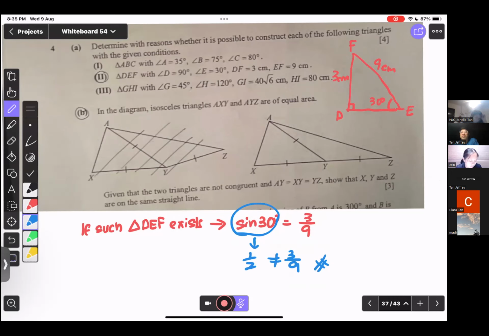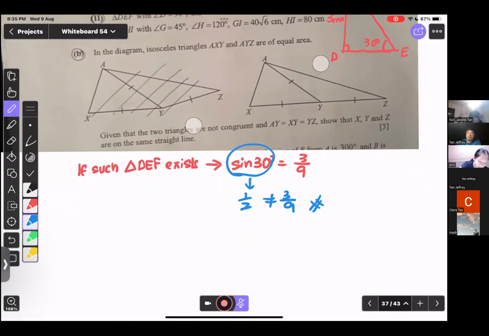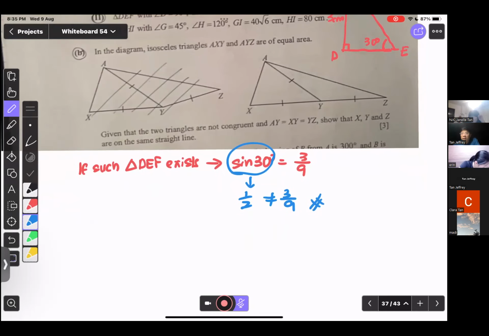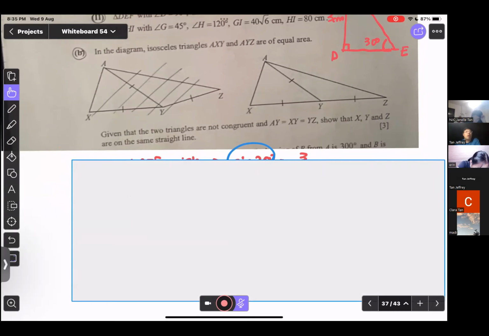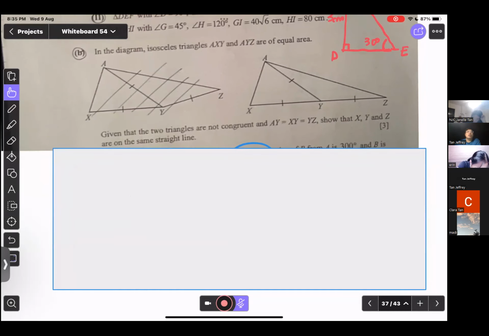Okay, your camera is never on, so I cannot see your reaction. So I go to B. Are you copying? Okay, then I wait a while. Okay, I'm done.